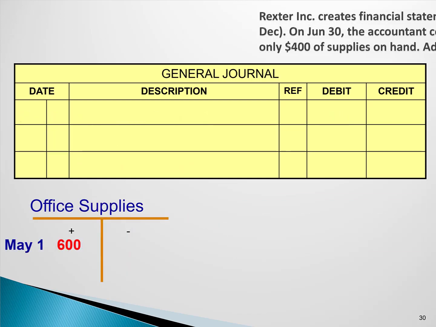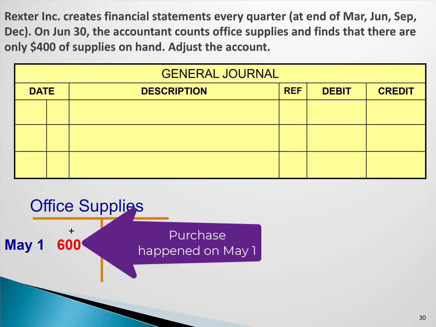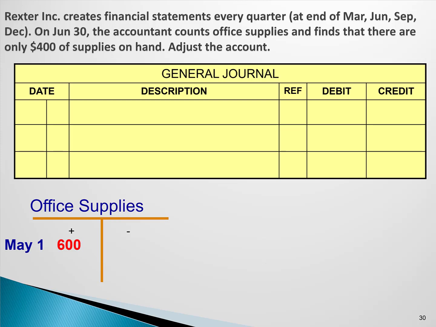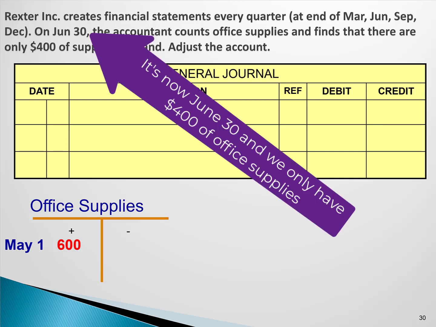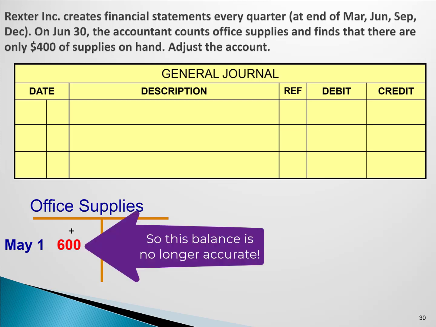Now it's time for the adjustment. Remember, we purchased the office supplies on May 1st. But now it's June 30th. So Rexter Incorporated creates financial statements every quarter. In other words, at the end of March, June, September, and December. On June 30th, at the end of the quarter, the accountant counts office supplies and finds that there are only $400 of supplies on hand.